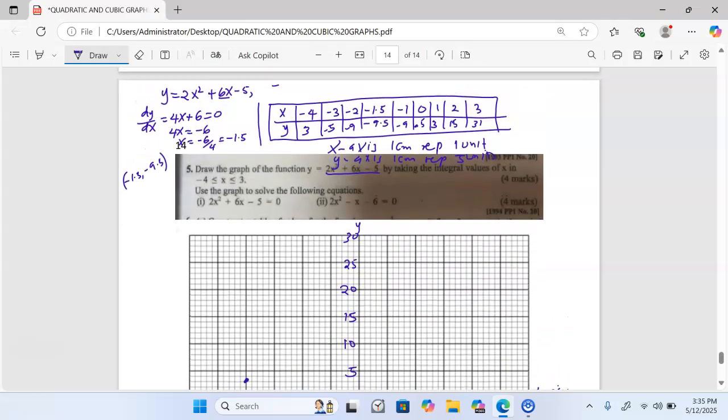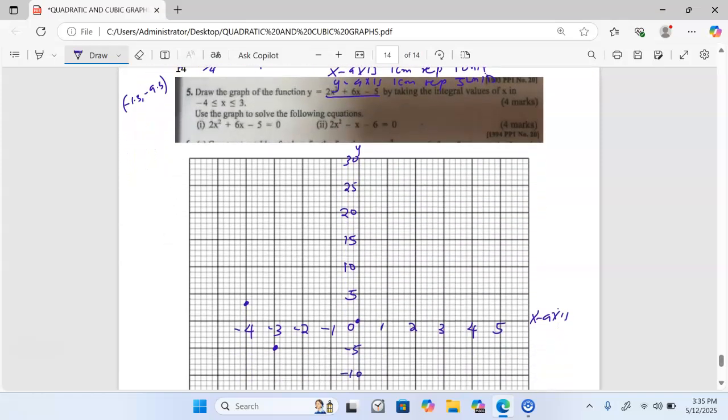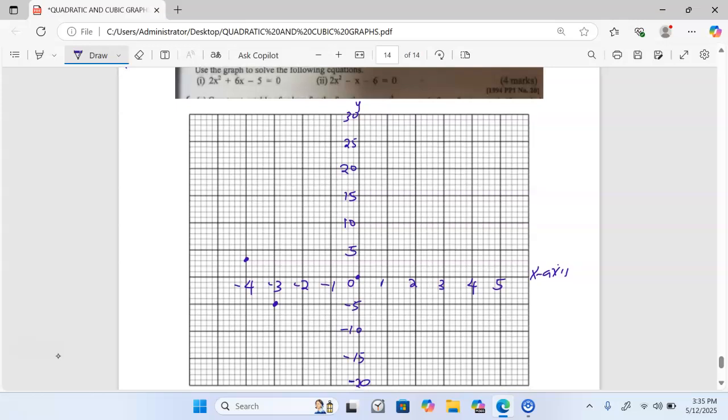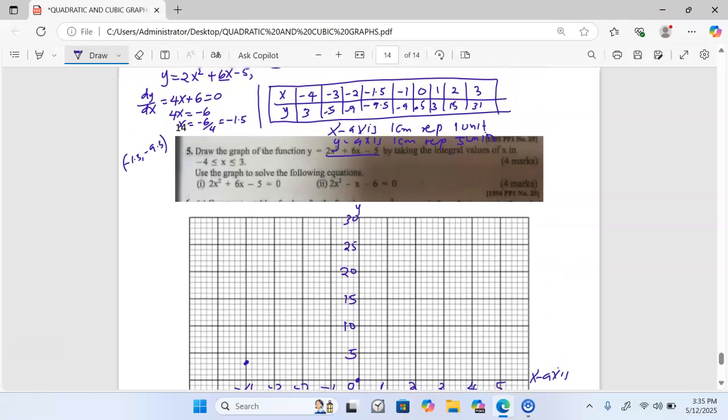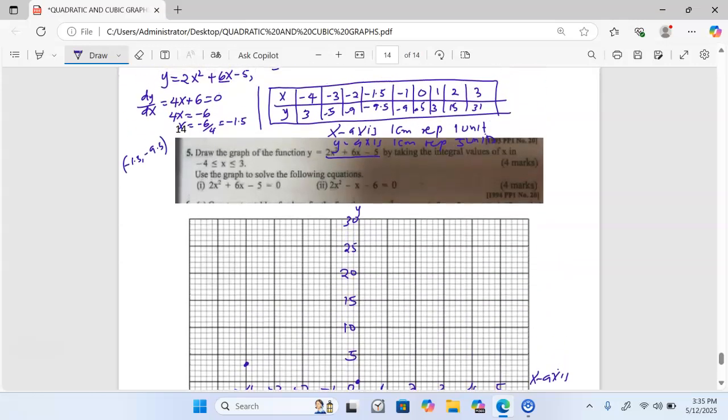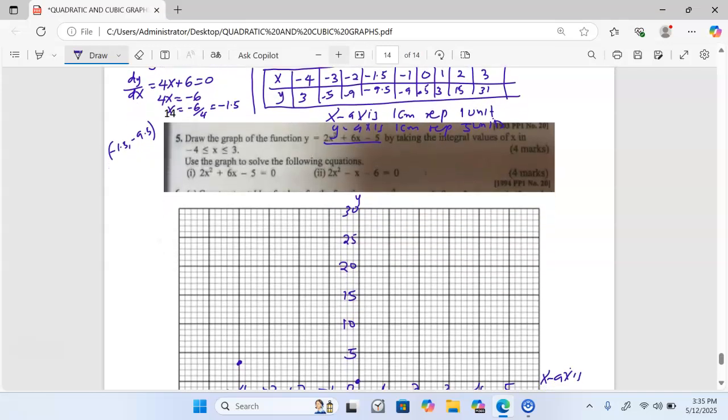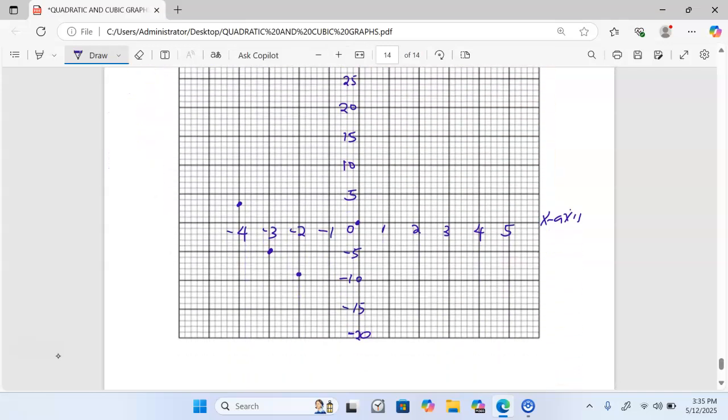When x is -2, then y is -9. -2, it is -9. When x is -1.5, -1.5 is around this point here. So the value of y is going to be -9.5. This is at this point here, and this is where our curve is going to turn.